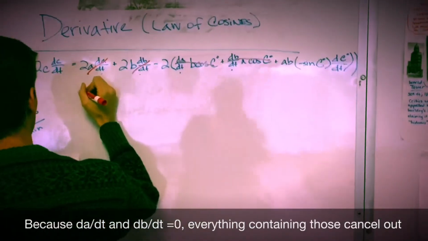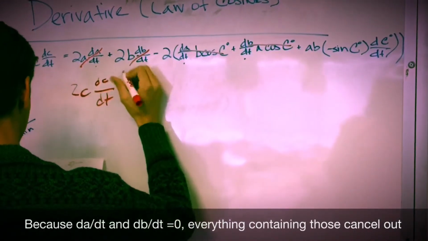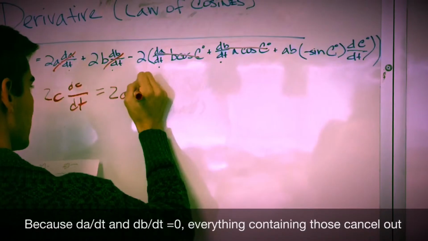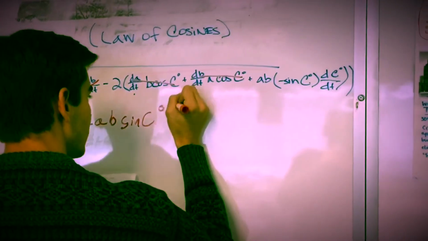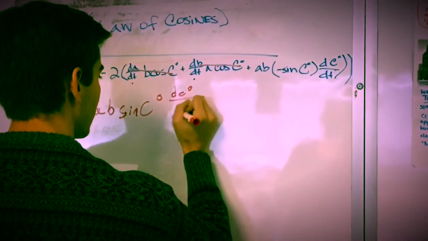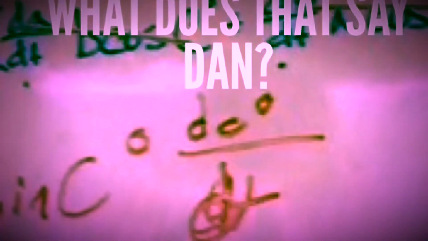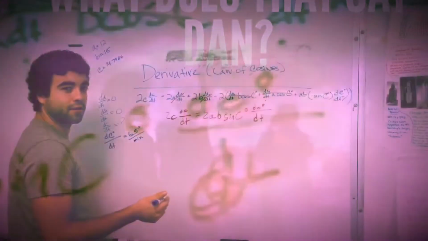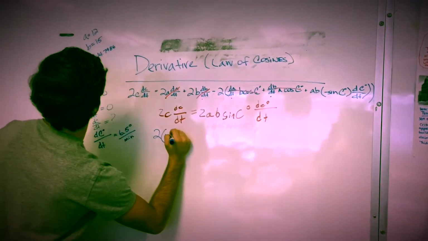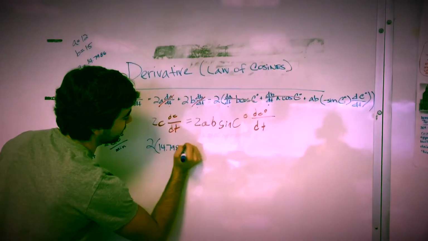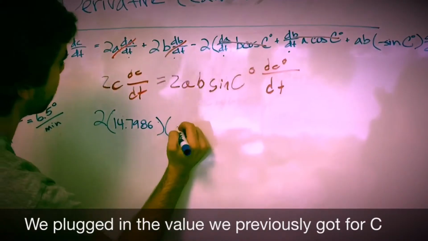Now the new derivative equation is 2c dc/dt equals 2ab sine of angle C dθ/dt. So now we plug in our values. 2 times C, which is our calculated value, 14.7986 at 2 o'clock, times the derivative of C, which is unknown, that's what we're solving for.